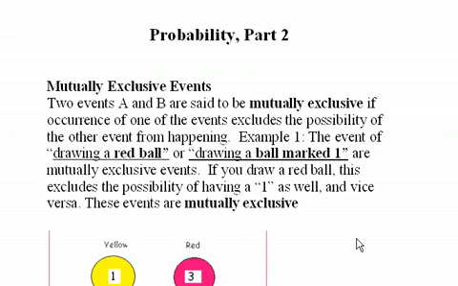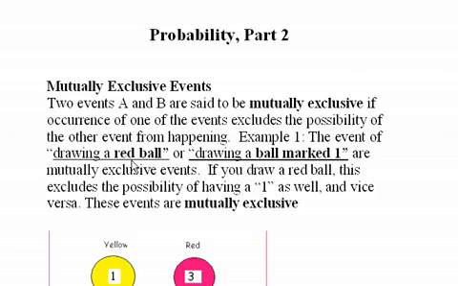Probability Part 2. We're going to talk first about mutually exclusive events. Two events, A and B, are said to be mutually exclusive if the occurrence of one of the events excludes the possibility of the other event from happening.